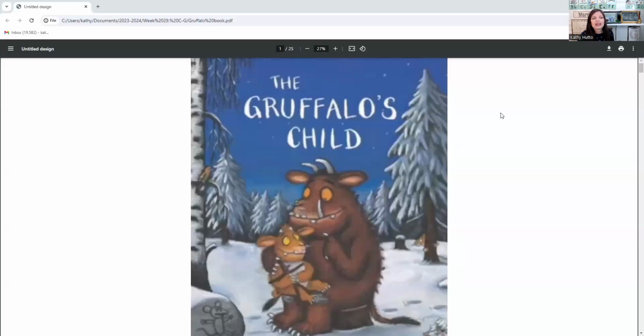Well, today G is for Gruffalo. Let me give you a sneak peek at the book I'm going to read today. It's called The Gruffalo's Child. This is a make-believe book. It's fiction. It's not true. But someone wrote this book and created this character. A Gruffalo is brown and hairy.